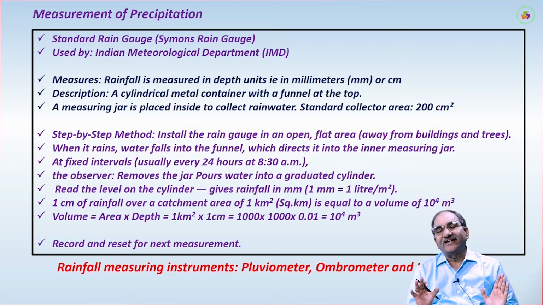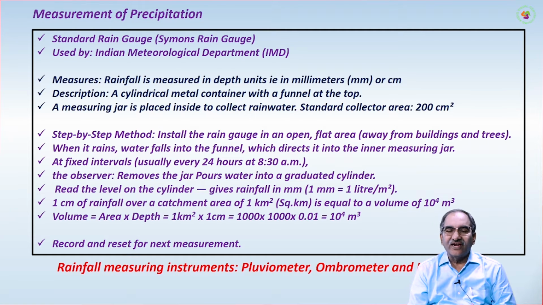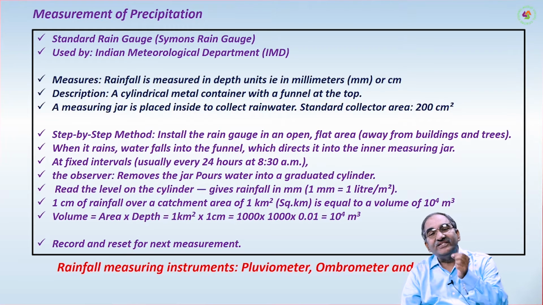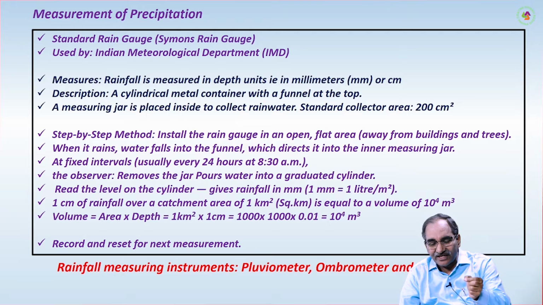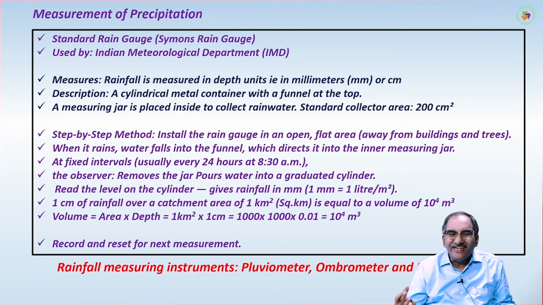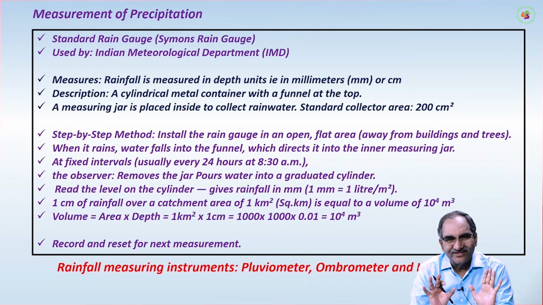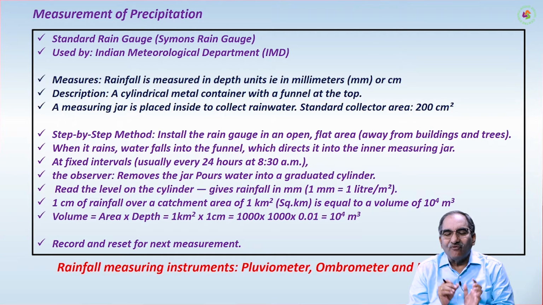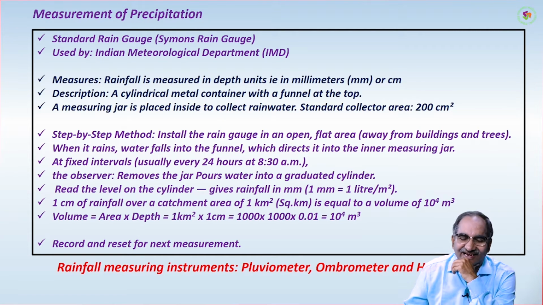Anywhere in this country, in the entire India, the non-recording rain gauge means the Symons rain gauge. It measures rainfall in terms of depth units, that is millimeters or centimeters. What is it? It's just a metal container, nothing else. How are you going to construct it?